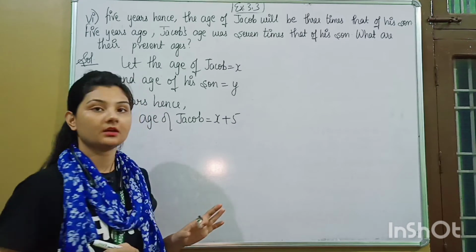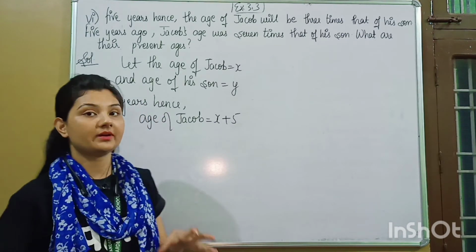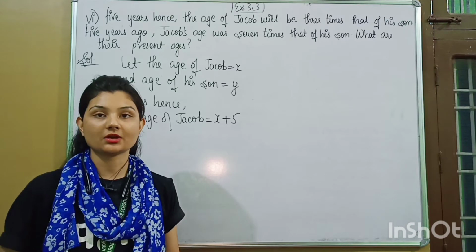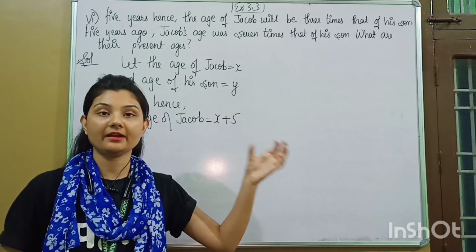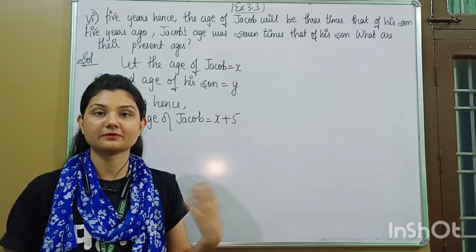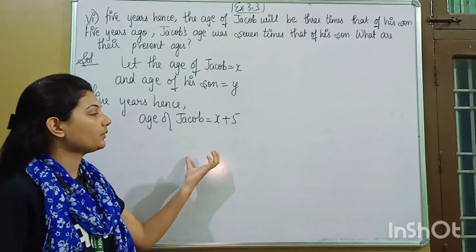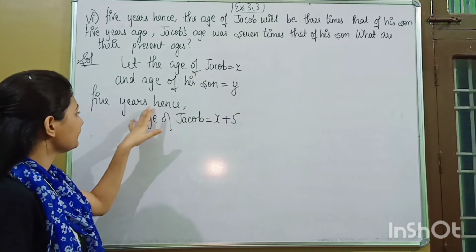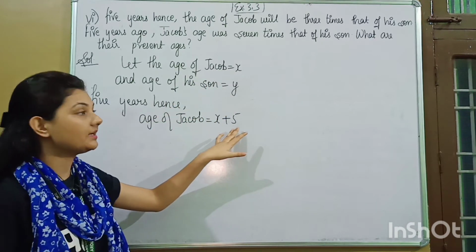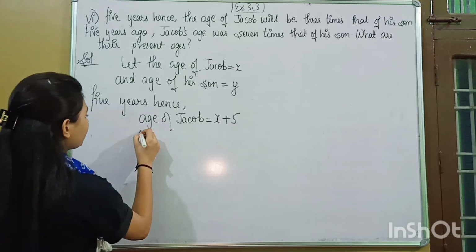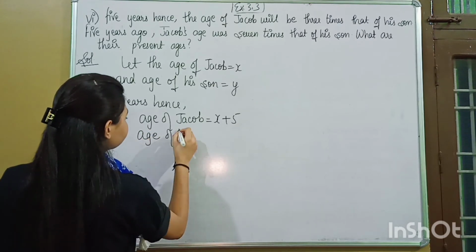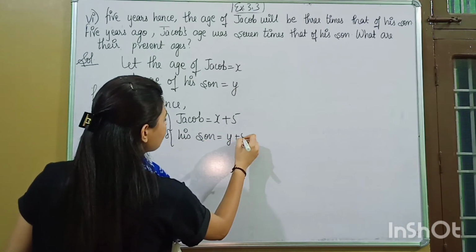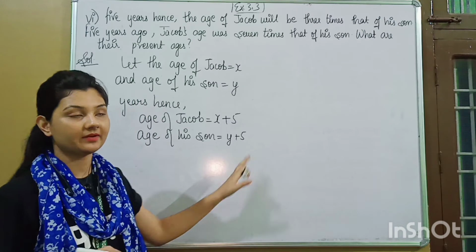5. Okay, whenever, suppose someone is 10 years old right now and we are asked what will be his age after 5 years, what we will do is add 5 years to his present age, that is 15 years. Similarly we are doing here also. The present age we have assumed as x, so after 5 years his age will be x plus 5 and the age of his son will be, the present age is y, so after 5 years it will be y plus 5.